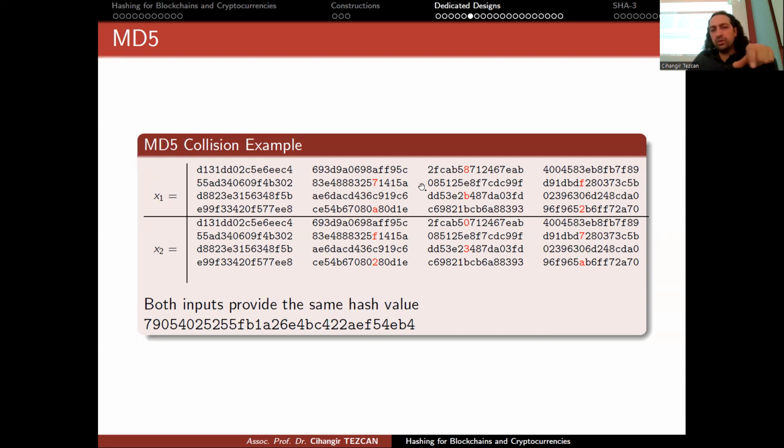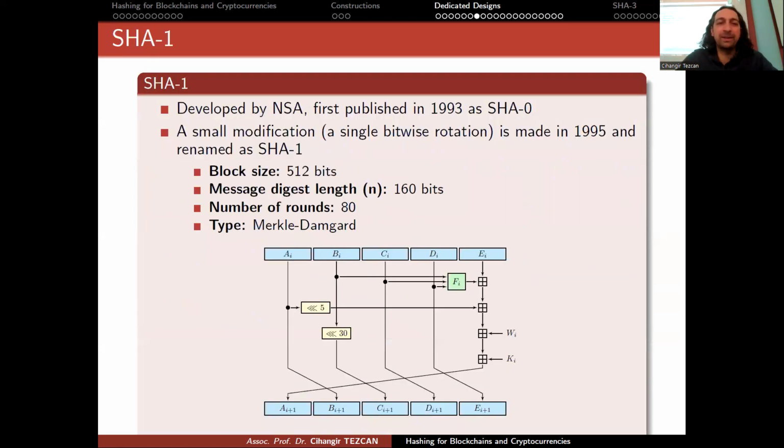But using the simplest flips, like 6 bits, you obtain the same hash output. So this is an example of a collision. Okay. So if you're still using MD5 for some reason, you should stop. And in my opinion, you should also stop using SHA1, which I'm going to explain now.